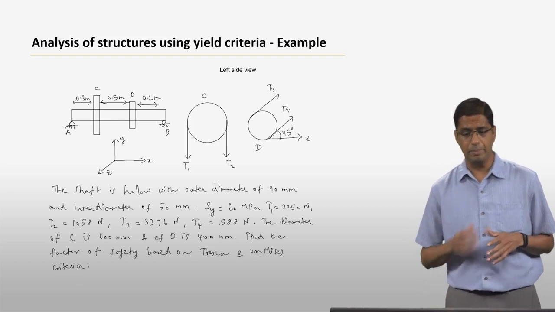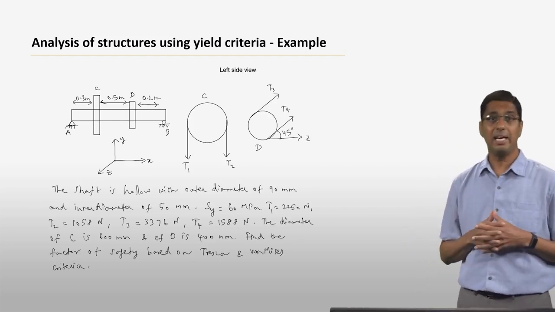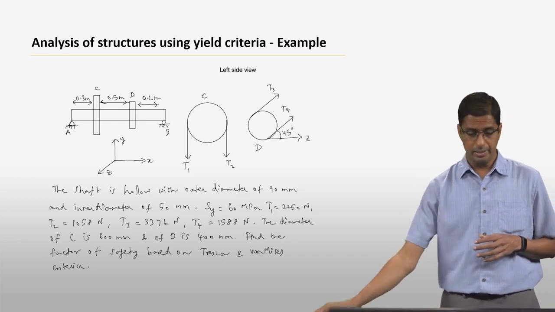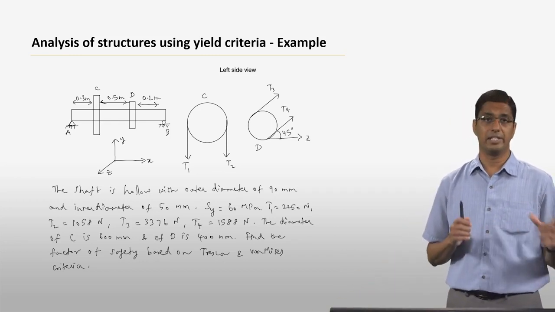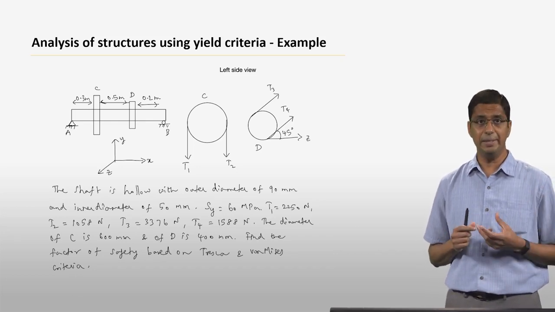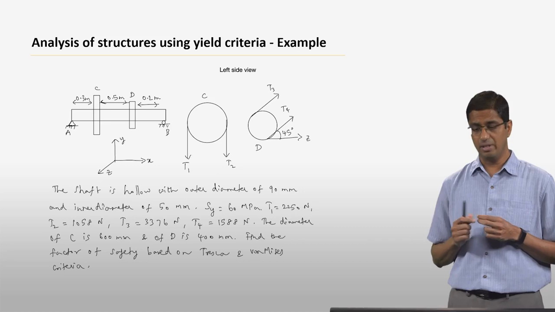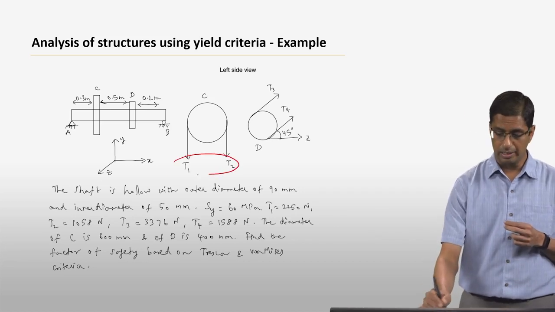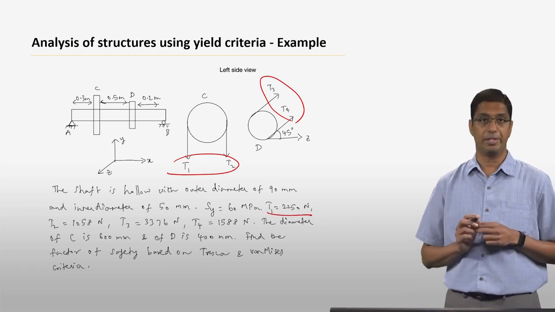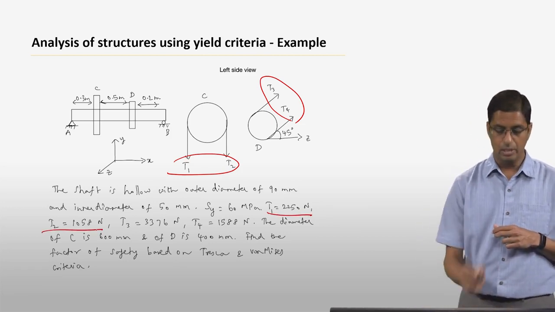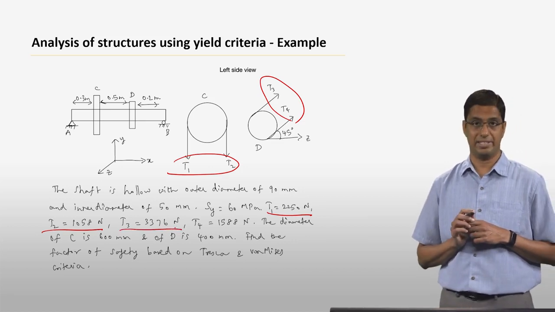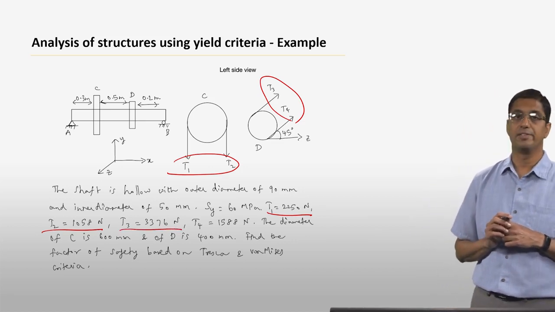Okay, so let's look at the problem that we are about to analyze. In this case, you have a shaft that is loaded in the following manner. Essentially the shaft is loaded by two pulleys, C and D, and the tensions on the two sides of the pulleys are given. T1 is 2250 newtons, T2 is 1058 newtons, T3 is 3376 newtons, and T4 is 1588 newtons.